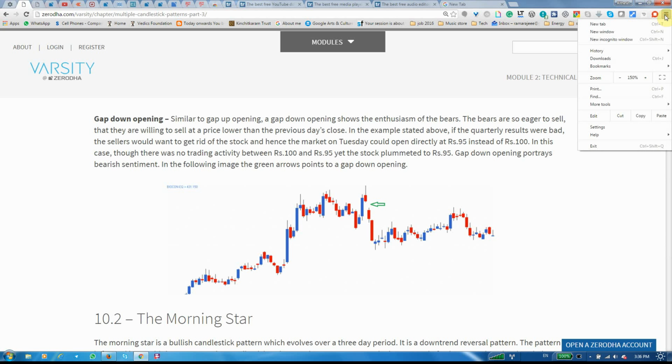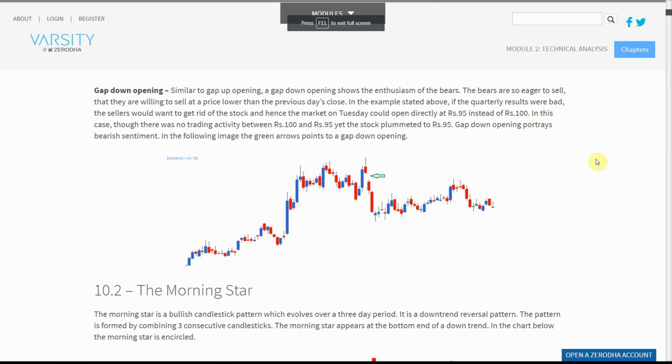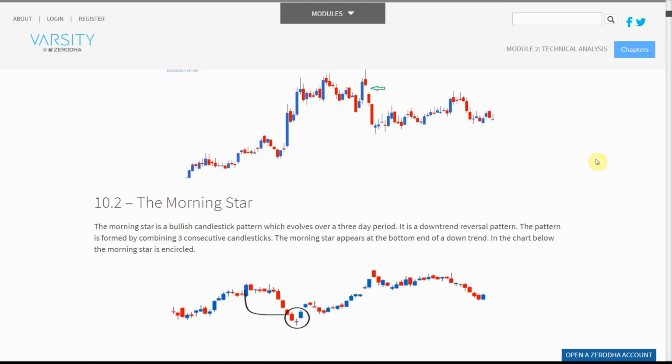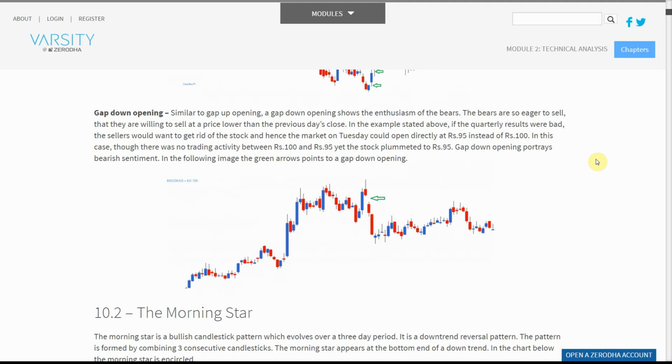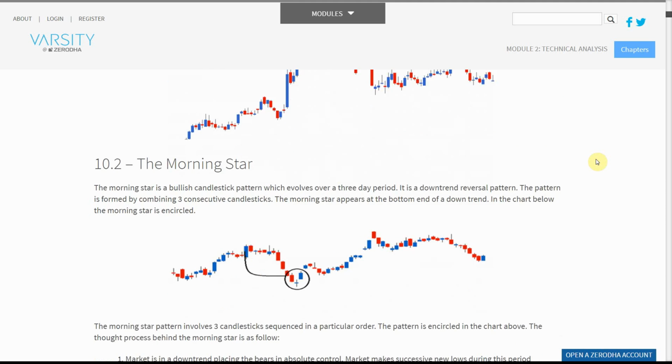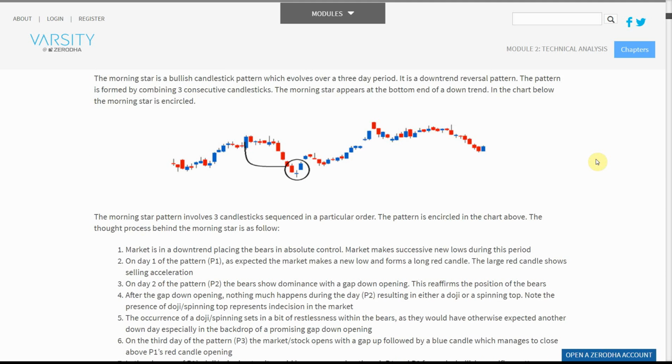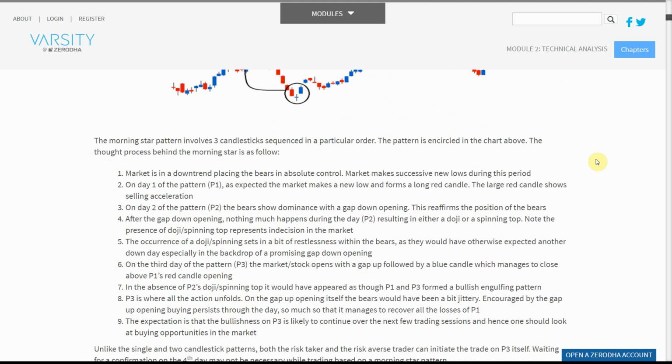The thought process behind the morning star is as follows. Market is in a downtrend, placing the bears in absolute control. Market makes successive new lows during this period. On day 1 of the pattern, P1, as expected, the market makes a new low and forms a long red candle. The large red candle shows selling acceleration. On day 2 of the pattern, P2, the bears show dominance with a gap down opening. This reaffirms the position of the bears.